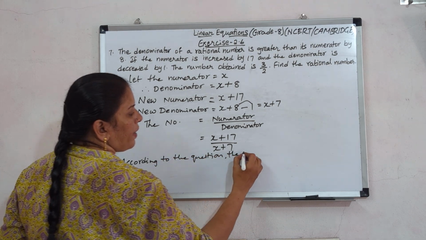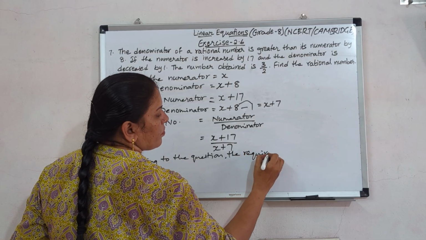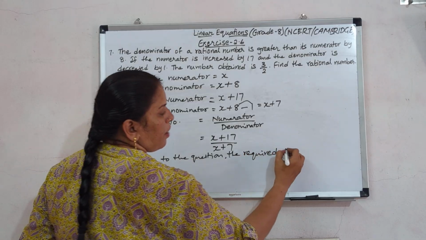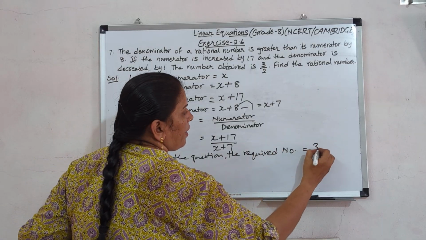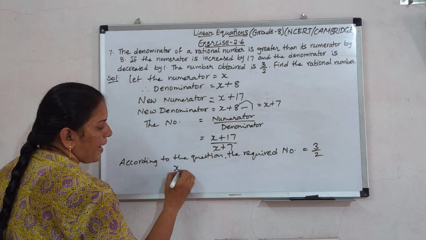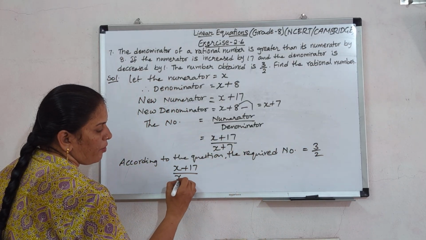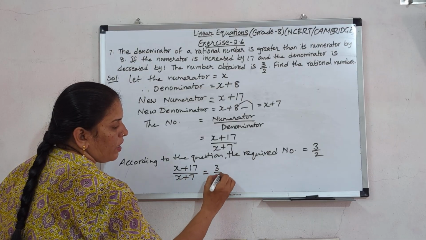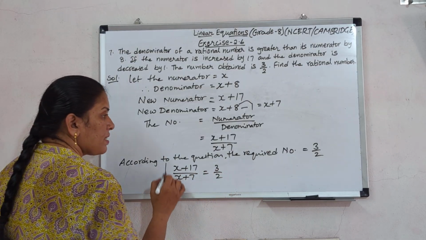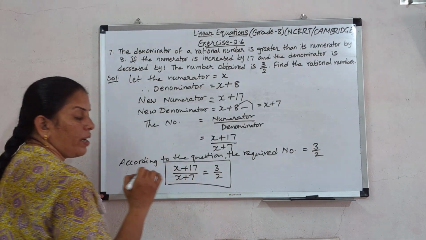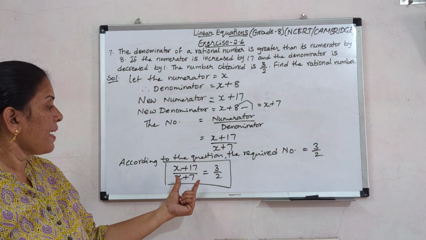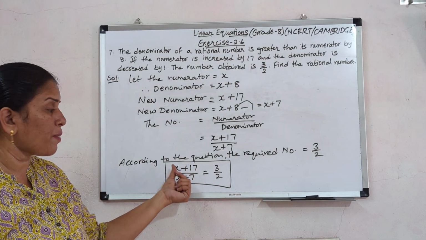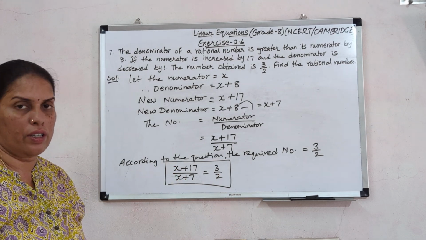the required number is equal to 3 by 2. That means x plus 17 by x plus 7 is equal to 3 by 2. This is the required equation. You must simplify this equation, you will get the x value. After getting the x value, substitute here, you will get the rational number.